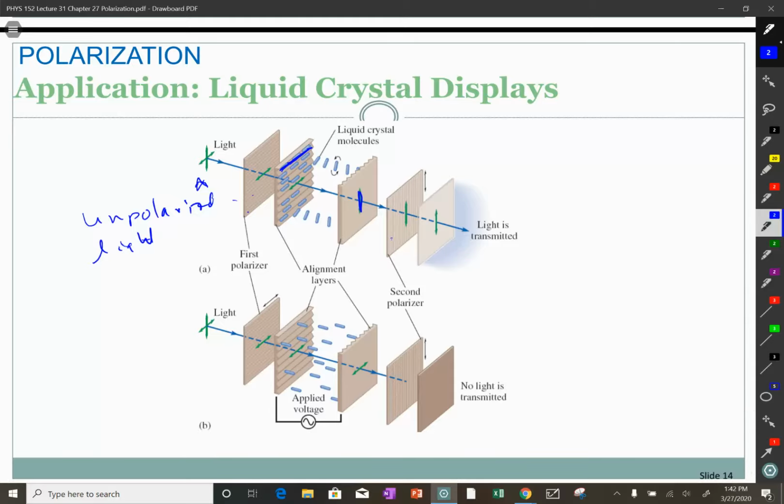But if you have the wrong voltage on that liquid crystal, in this case a voltage that gives no rotation, then your orientation stays horizontal. It goes to the vertical polarizer, nothing gets through, and it's dark.